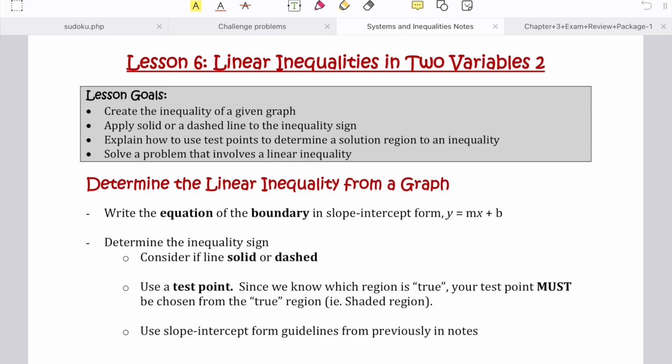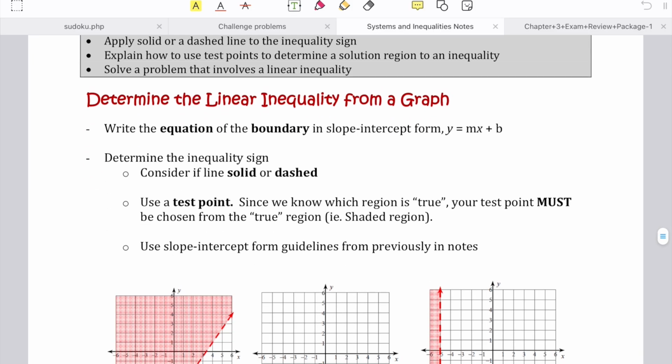Thank you. So we'll learn about, we already know how to graph if a linear inequality is given to you. Now this topic would be about application questions, and if a graph is given to you, you need to find the equation for it. Okay, so you write the equation of the boundary in the form y is equal to mx plus b, which is your slope intercept form.